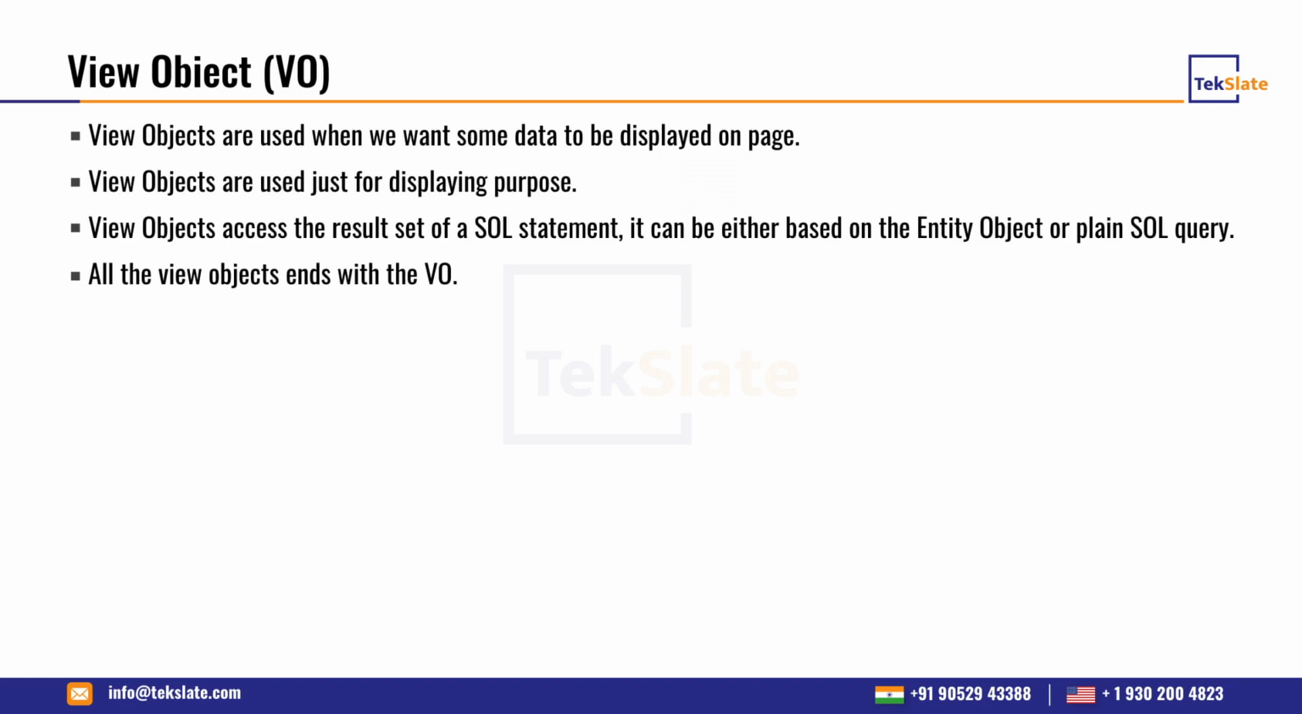VO objects are used when we want some data to be displayed on the page. So in the search page, VO objects are used the most. If you want to search for some employee number and employee details, by giving the employee number, those details can be displayed on the page by using this VO.